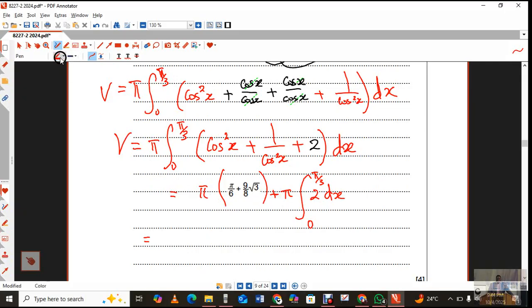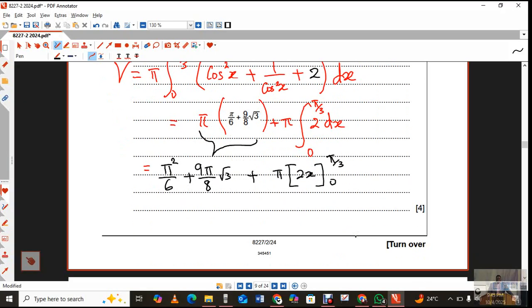I can actually do this here. I can do that one there. That is pi squared over 6, multiplying everything by pi, plus 9 pi over 8 root 3. That part is done. Plus, now we come to this one. So if you integrate this, you're going to get pi outside, and you're going to get 2x, and it's going from 0 to pi over 3. So it's only that little part that we need to finish off, okay?